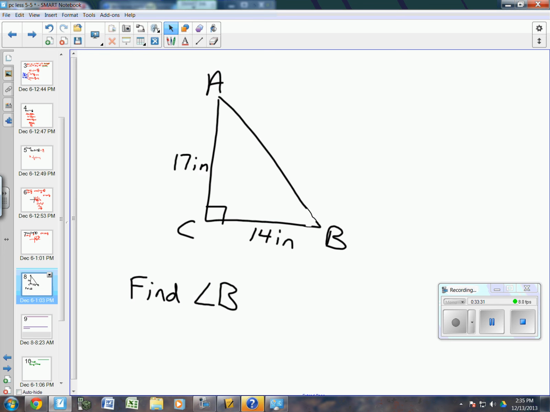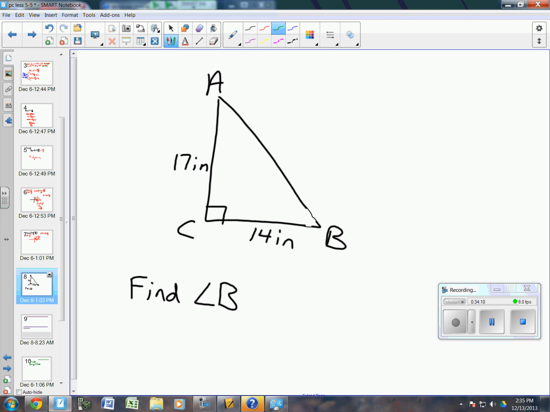This is how we're going to use the triangle right here. Find angle B. You can use your calculator. See if we can do this. Think about what you know about right triangle trigonometry. That's fine. 50 degrees?